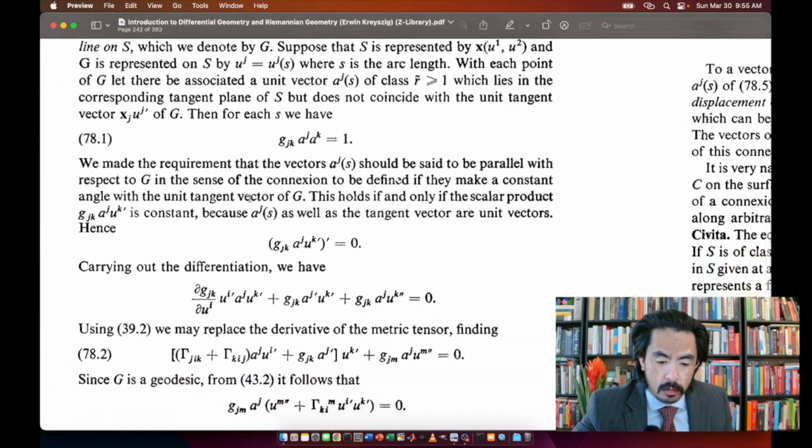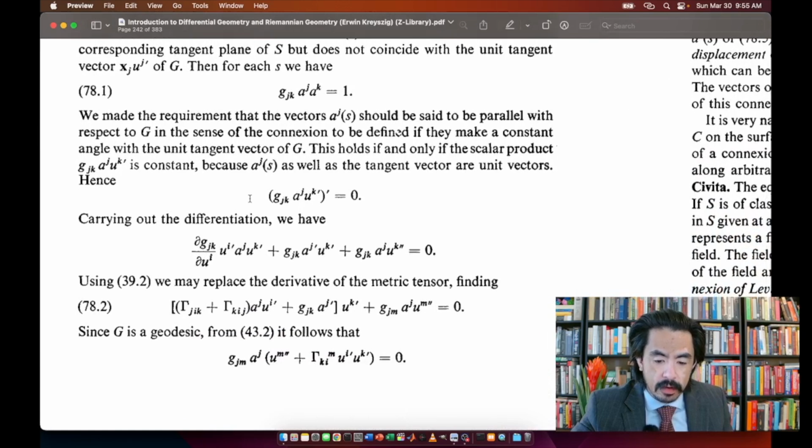But anyways, after we use that, we may replace the derivative of the metric tensor, and then we have an inner quantity, Christoffel sub jik plus Christoffel sub kij, close inner quantity, times a superscript j times u superscript i prime, plus lowercase g sub jk times a superscript j prime, close larger square bracket, times u superscript k prime, plus lowercase g sub jm times a superscript j times u superscript m double prime equals 0.